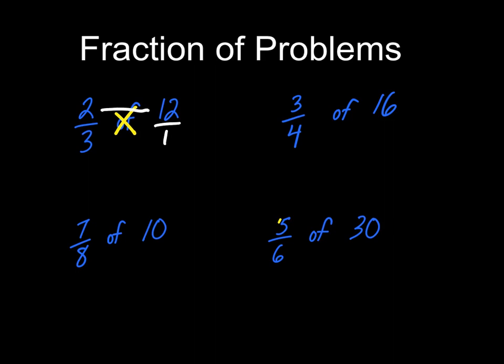Then we're able to multiply straight across. Multiply straight across, and we get 24 thirds, which we do that division, and we get our answer of 8.